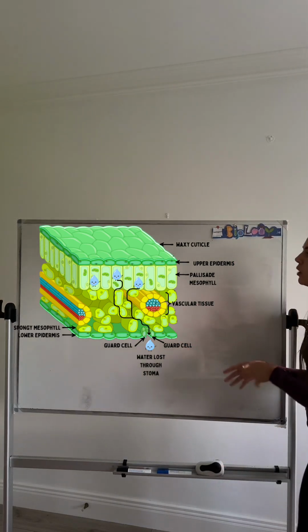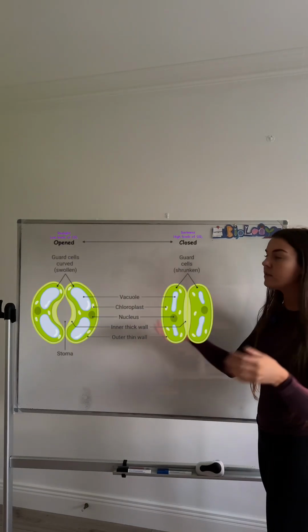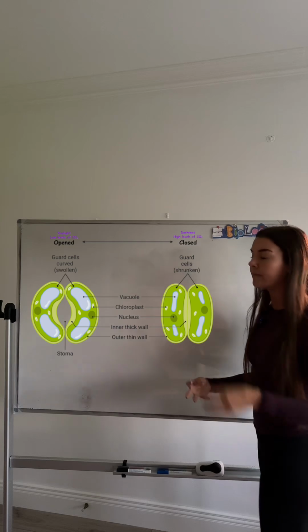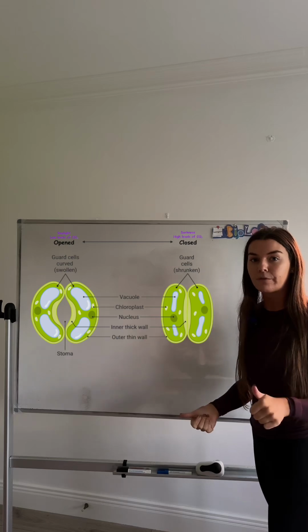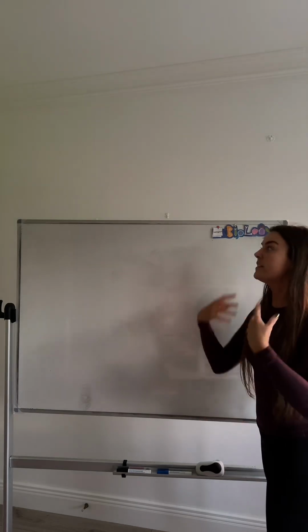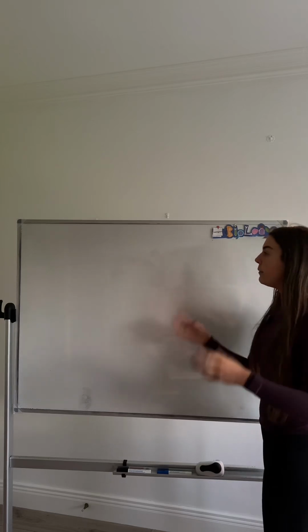But in general, we want to try and prevent as much water being lost as possible, which is why we said the guard cells will open and close. They'll open during the day and close during the night to try and conserve water. However, light intensity is also going to affect the rate of transpiration. The brighter the light, the more photosynthesis, the more the stomata open and the higher the risk of water being lost.